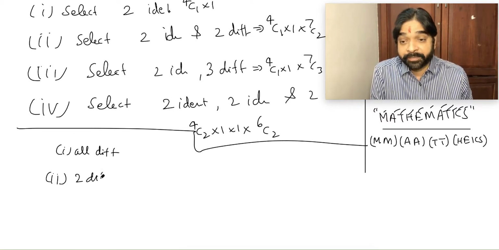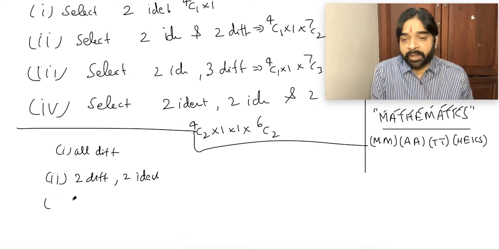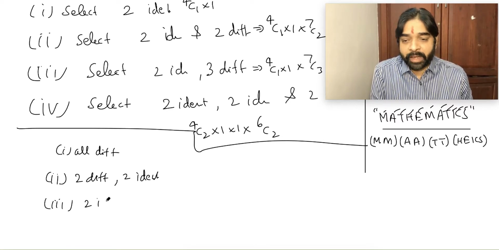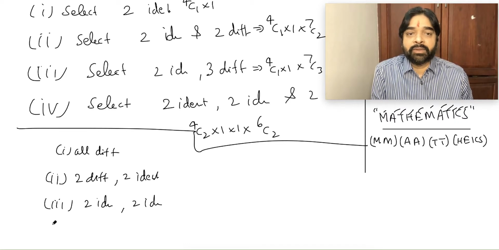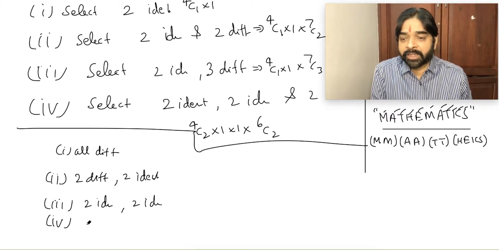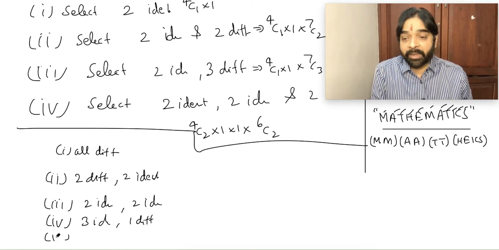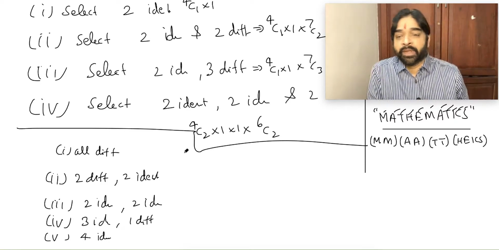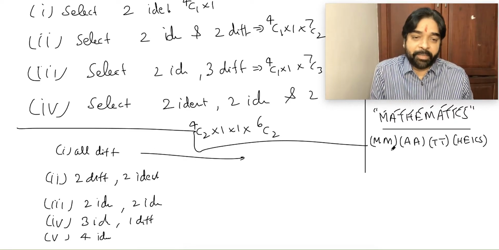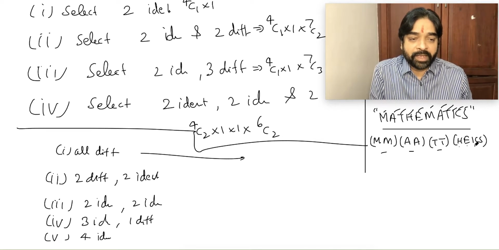2 different and 2 identical, that makes sense. Other case, 2 identical and 2 identical. Yes or no? Fourth case, 3 identical, 1 different. Of course, this value will be 0 only because there is no group which can provide us 3 identical. But I will write all the cases so that in future there is no mistake. 4 identical. Now, all different, very simple. 1, 2, 3, 4, 5, 6, 7, 8.